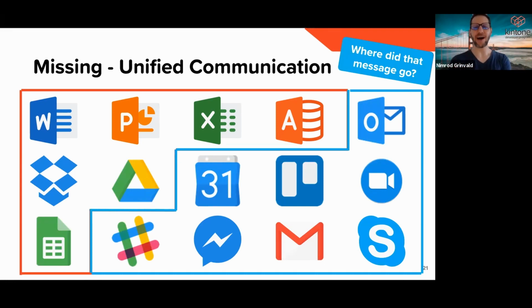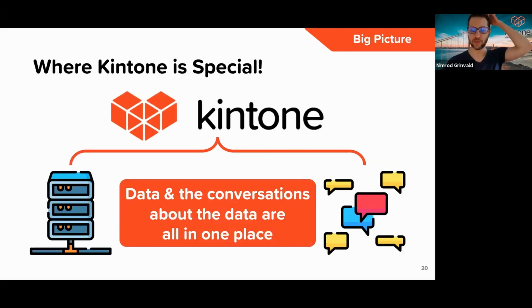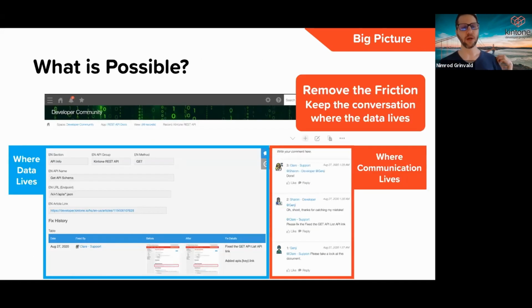You've got your data and your conversations about the data. They live in different places, and that creates a lot of friction in the way work happens. With Kintone, the data and the conversations about the data are all in one place. So what that makes possible is you take away this friction. You're able to look at the stuff that you're talking about and bring people to that stuff and have a conversation right there, embedded in the context.